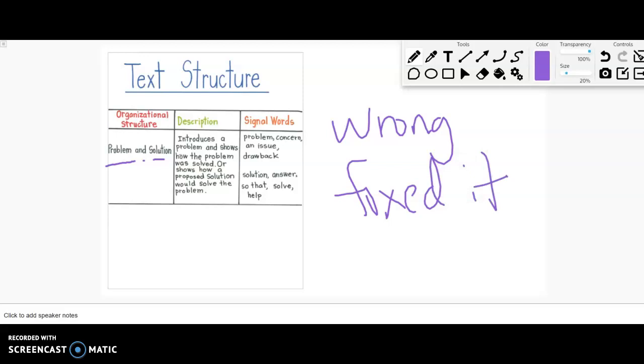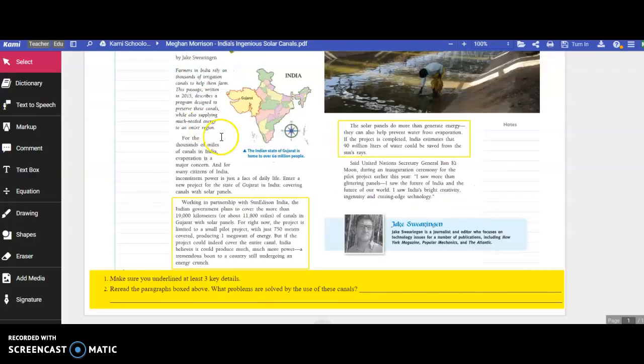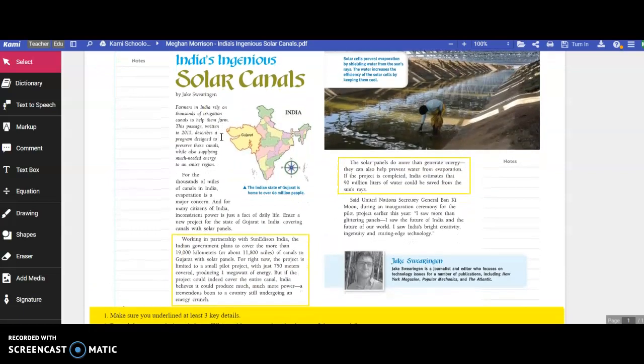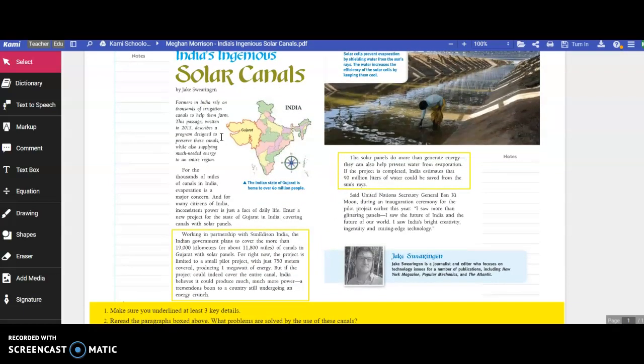So some words that you might see are problem, concern, issue, drawback. That's all talking about the problem and what's wrong. And then they'll talk about solution, answer, so that, help, solve. That all talks about how they fixed it, or how an idea of a solution would fix the problem. Problem and solution can be both things. So this story talks about a problem and then also talks about a solution to that problem.